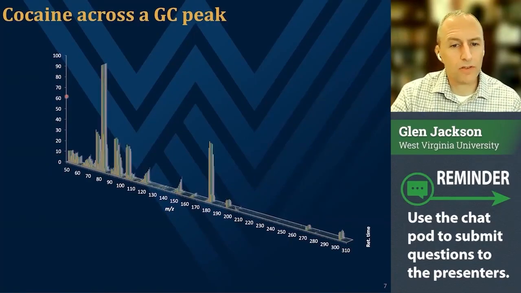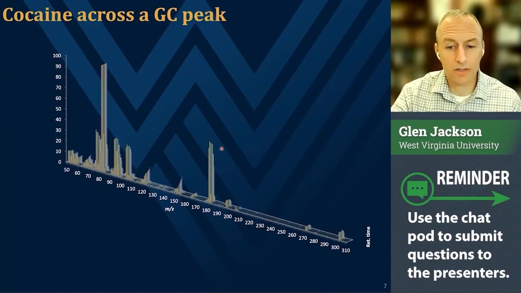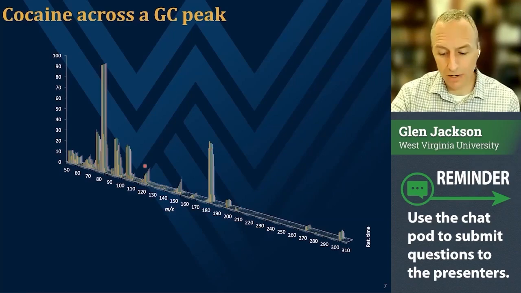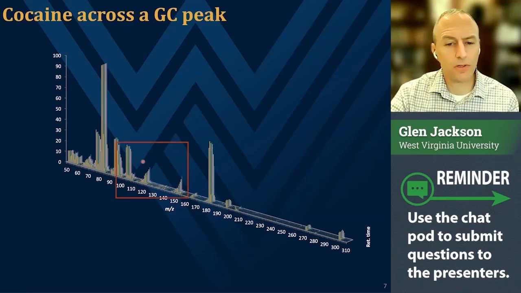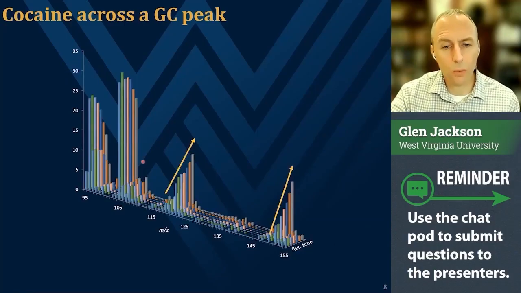If we normalize to the base peak across this GC peak, you can now see that the base peak is always M/Z 82 in this case. The next most abundant is M/Z 182, and then the rest of the fragments down here. I'm just going to zoom in on this particular region of the spectrum to see what's going on here. And what you'll notice is that going across one GC peak, there are certain fragments which, even after normalization to the base peak, undergo some kind of systematic change.